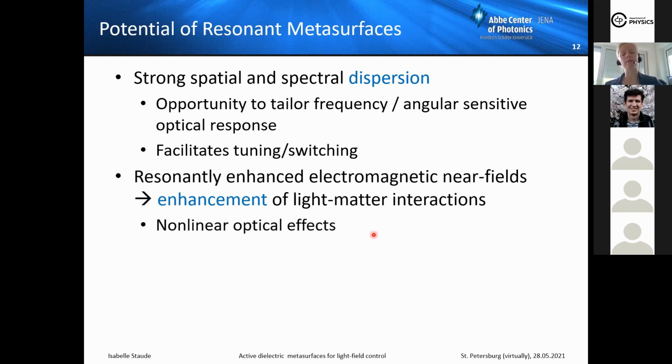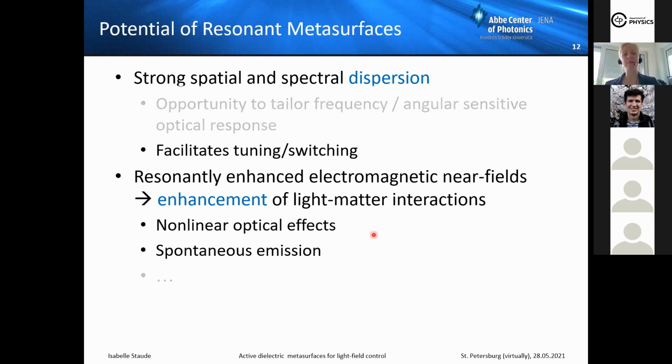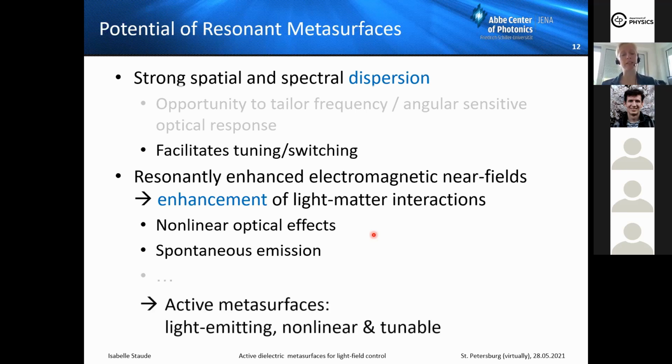And we can use this to enhance nonlinear optical effects, for instance, spontaneous emission, any other light matter interaction effect you can think of. So there's probably still room for research. And yeah, so now I will concentrate basically on these topics of spontaneous emission, nonlinear optical effects, and probably a little bit of tuning switching in the end, and discuss these active metasurfaces: light emitting, nonlinear, and tunable.